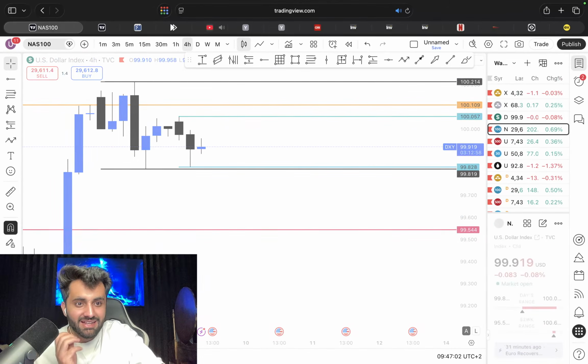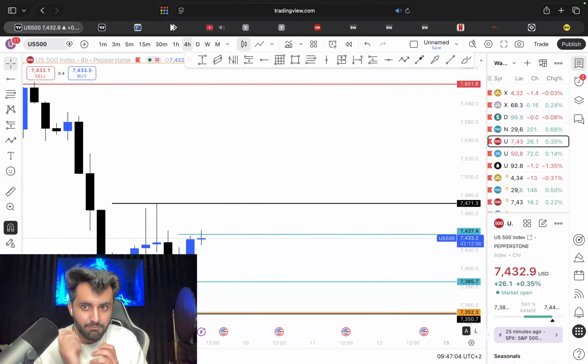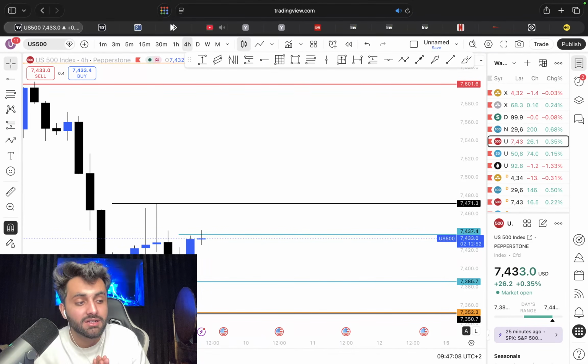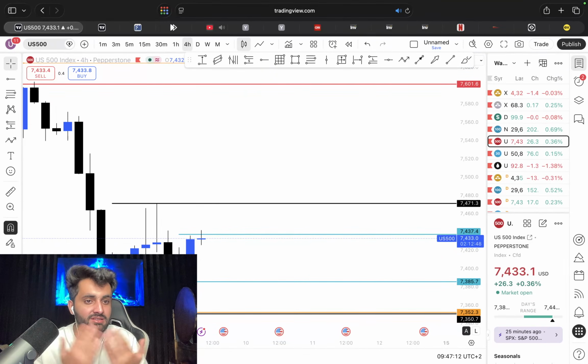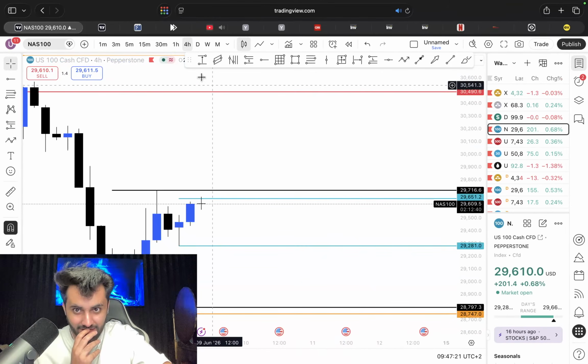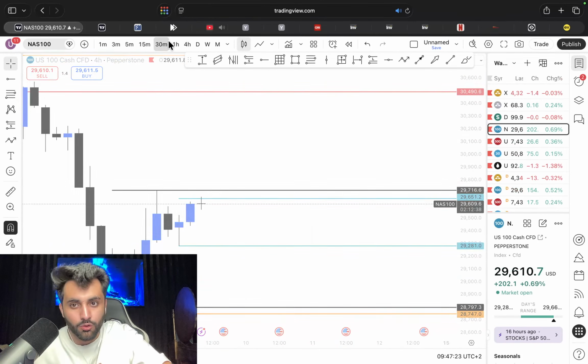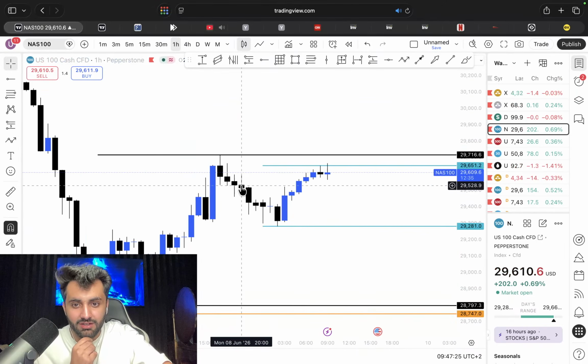It's something called SMT divergence. So S&P, USA 500 and Nasdaq, these two markets, guys, they move very similarly to each other. They're correlated markets just like gold and silver. So sometimes one market tells us what the other market wants to do. I'm going to give you guys a cheat code. It's literally a cheat code for Nasdaq and S&P 500, guys.